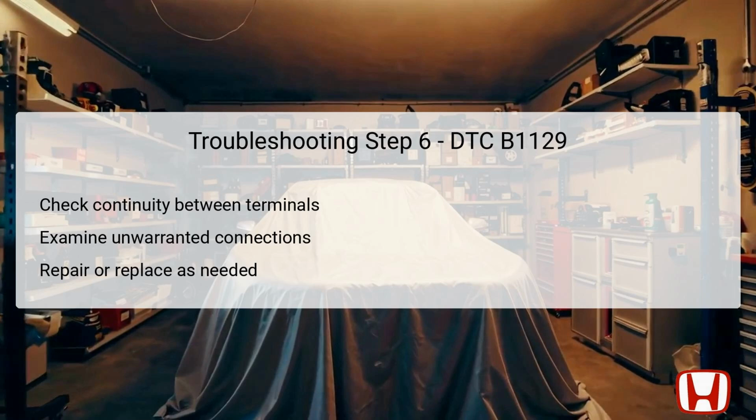A lack of continuity suggests there might be a broken wire or an internal fault within the fuse/relay box. If continuity is found, further diagnosis is needed to check the associated components and connections to ensure comprehensive functionality. Ensuring proper connections not only resolves the current DTC, but also prevents future locking system malfunctions.